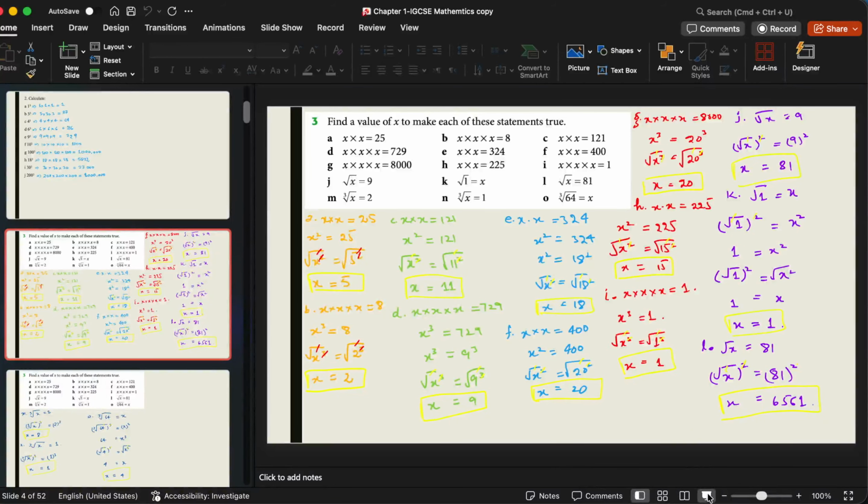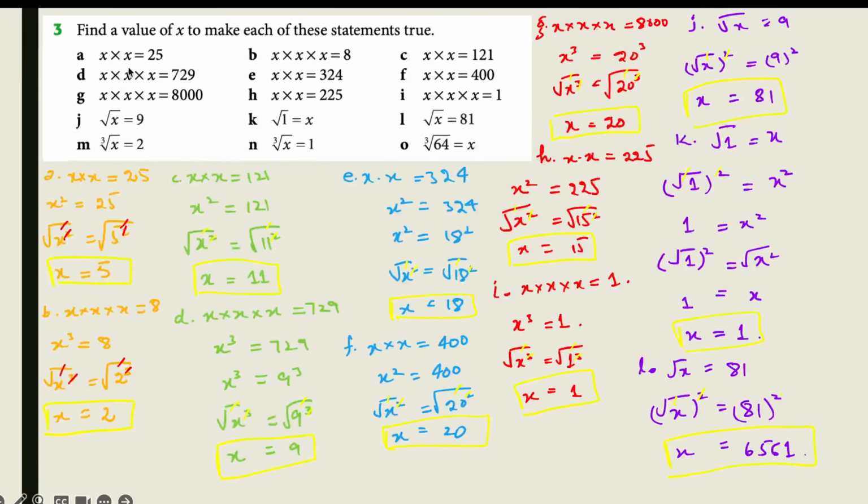Question number 3 of the exercise asks us to find the value of x to make each statement true. This question has so many parts, but we will go one by one. So the very first one, we are given the equation x multiplied by x is equal to 25.